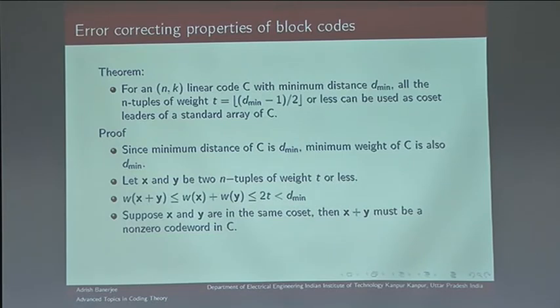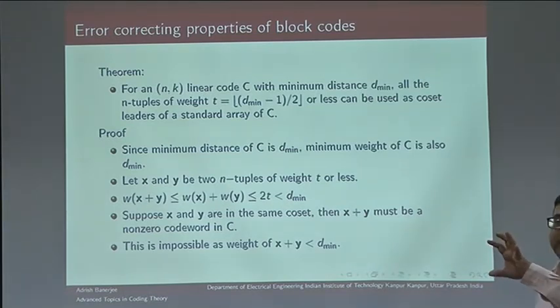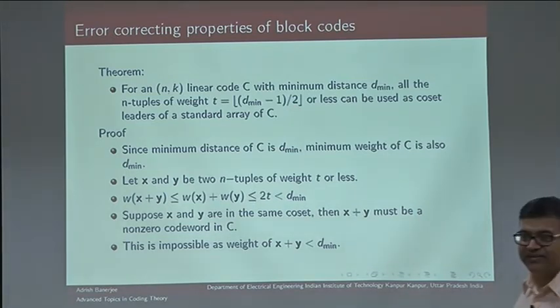So what I have shown here is that it is impossible that x and y belong to the same coset. That means they belong to different cosets. And if they belong to different cosets, I can always make those error patterns my coset leader. So this proves my theorem that all n tuples of weight t or less can be made coset leaders of my standard array, and hence they are also correctable error patterns.